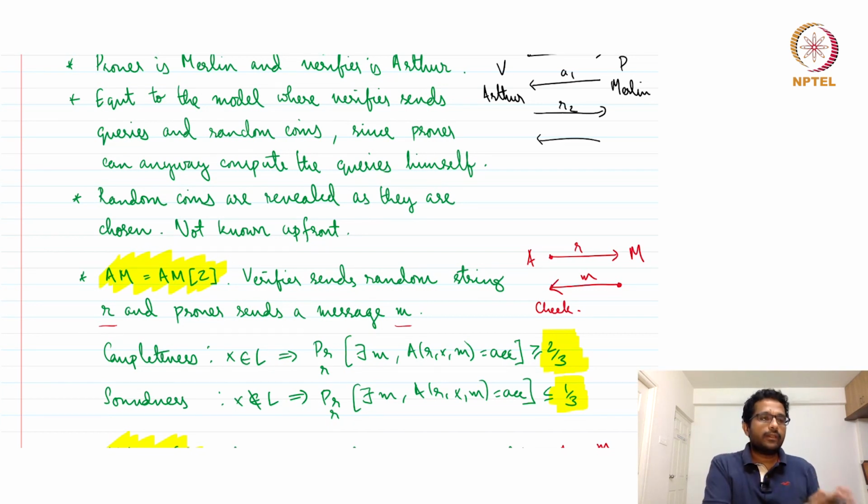So if you think of the sharp 3 SAT proof, right? The verifier was sending the random coins, but if the verifier sent all the randomness right at the beginning, right?